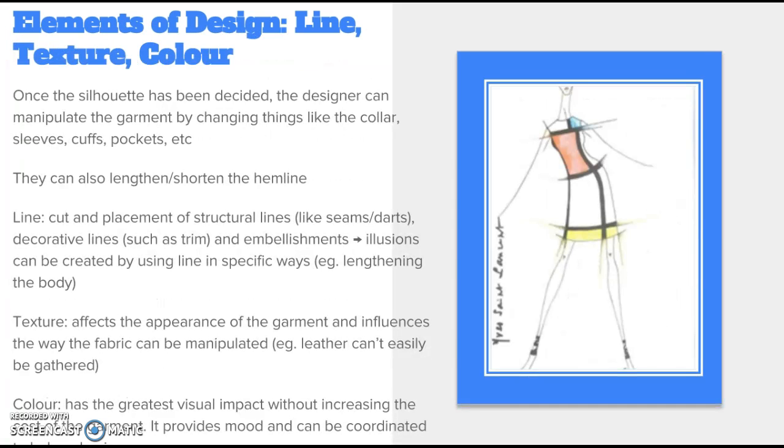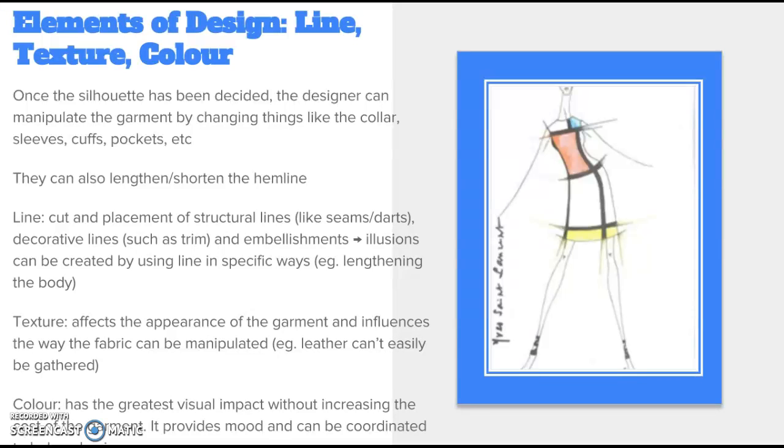Let's go to line, texture, and color. So once the silhouette's been chosen, the designer can further individualize the garment by manipulating the shape of the collar, maybe the sleeves, the pockets, or they could lengthen or shorten the hemline. Once these shapes have been determined, the designer can focus on the line of the garment, as well as details, trimmings, and other considerations. The line refers to the cut and the placement of structural lines, such as seams. So if you look at what you're wearing right now, you can see that there are structural seams and hems.